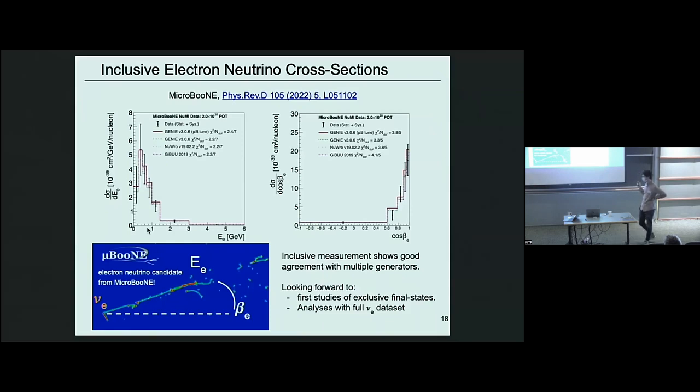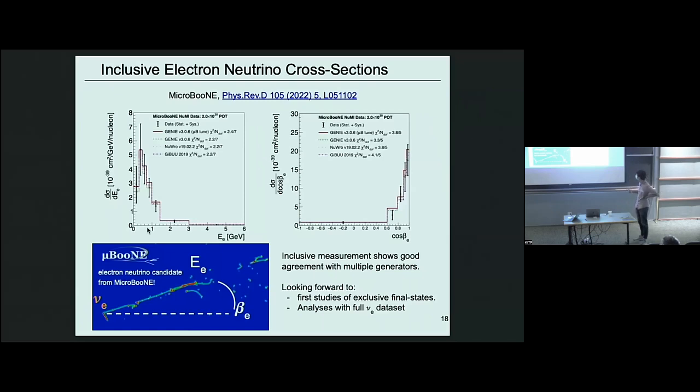The first one, if you might be familiar, was a differential measurement from ArgoNeuT at higher energies as a function of the electron angle. What we're looking at here is measurements as a function of, again, the kinematics of the electron, so the electron energy and the angle with respect to the beam. And again, to first order, what we see is that when you look at inclusive final states, our data and the various generators that we have access to seem to talk to each other, at least.